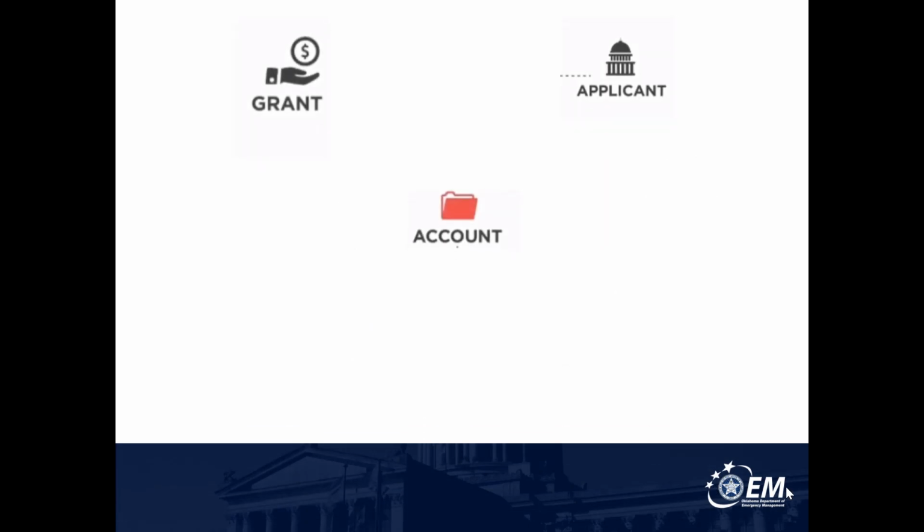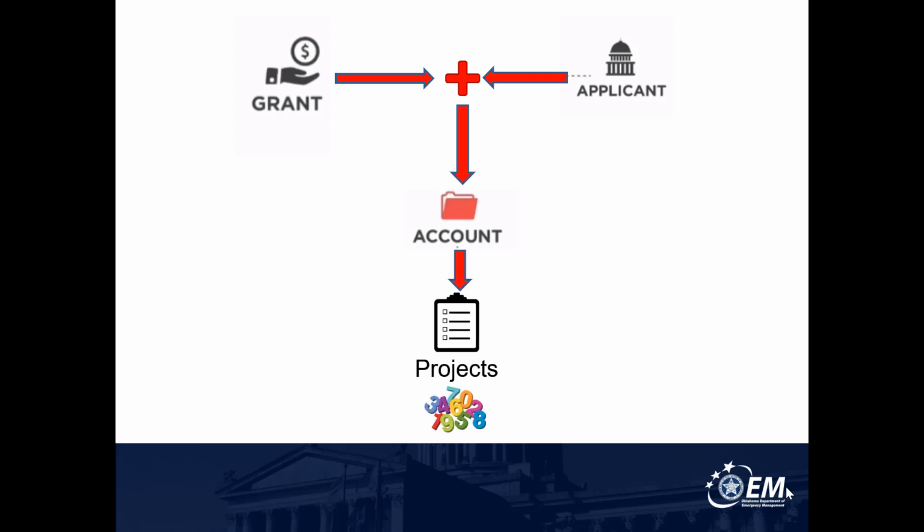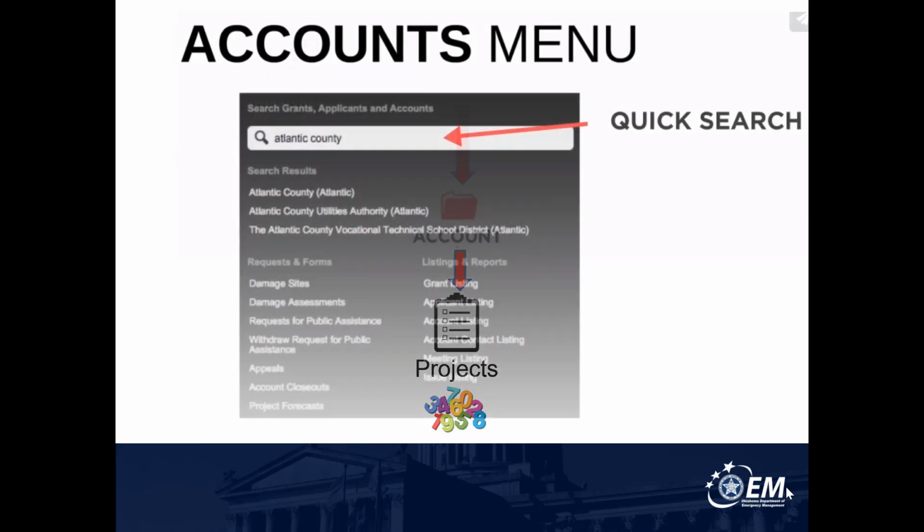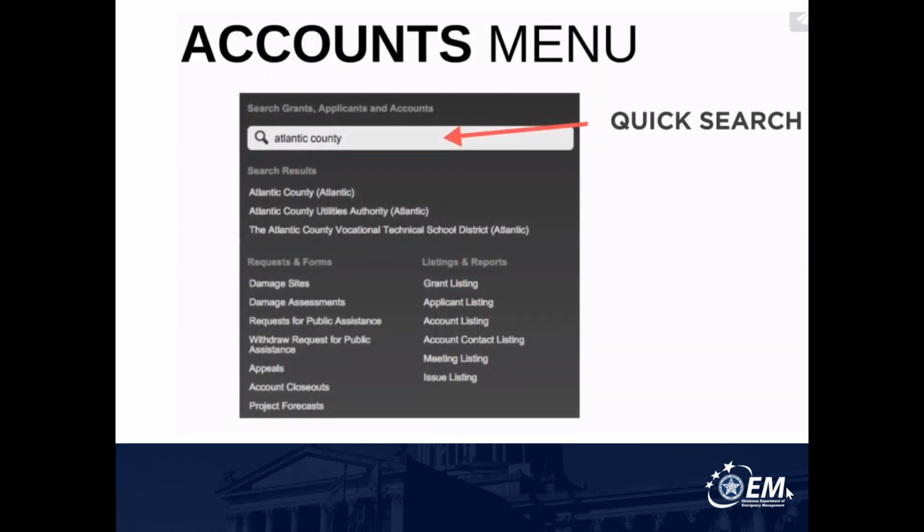Don't forget that an account exists where an applicant and a grant combine in the system, under which several projects may exist. At the top of the menu, you'll see a white search field. Entering data into this quick search field will dynamically produce results right below as you type. Below the quick search, you'll find Requests and Forms on the left, which provides access to forms specific to accounts. On the right, you'll find Listings and Reports. These are listings and reports that are specific to grants, applicants, and accounts.